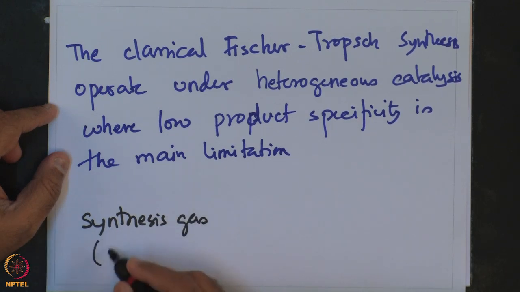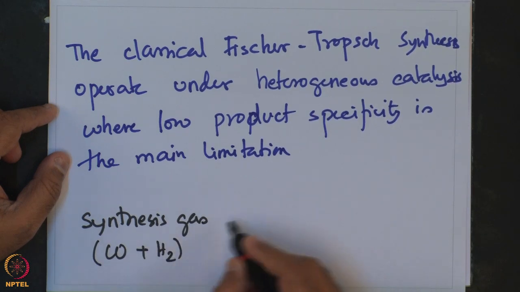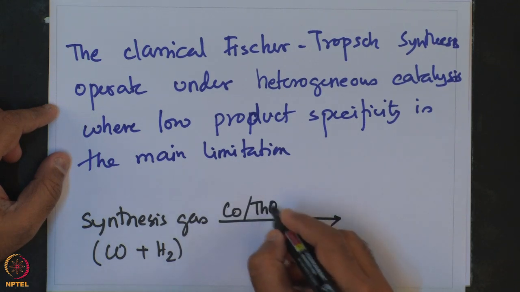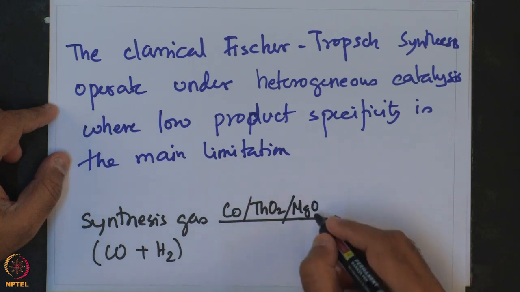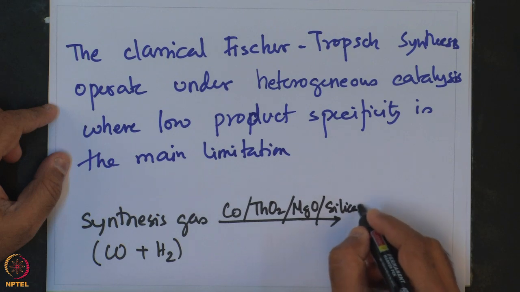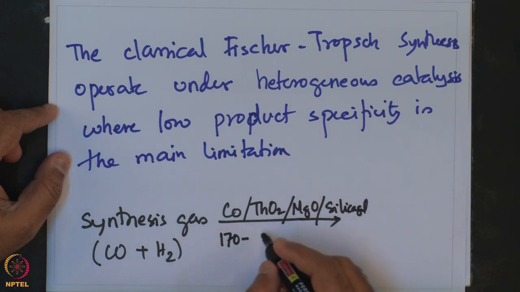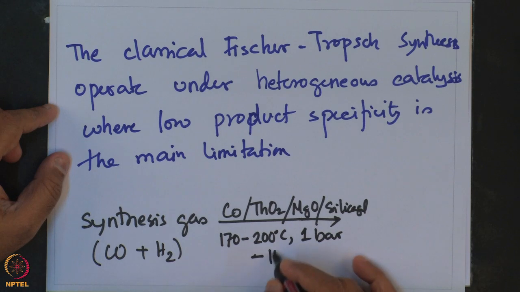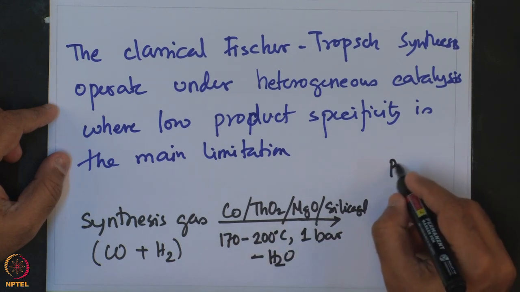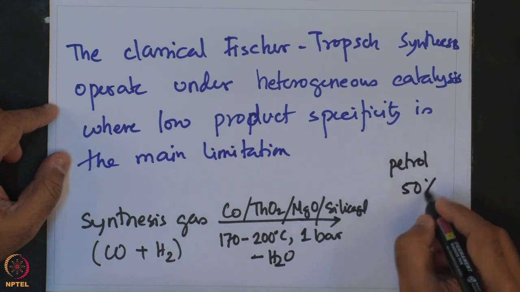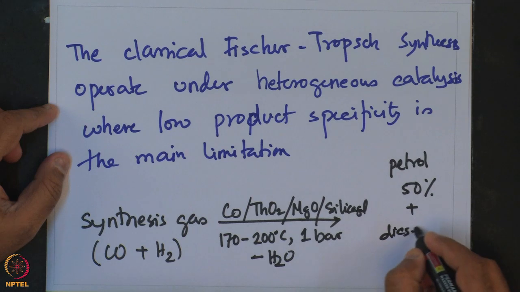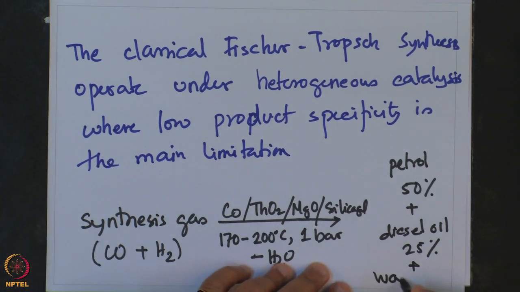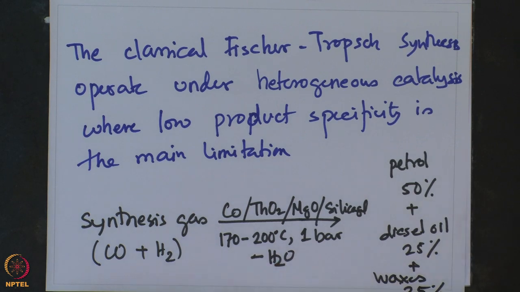Now, synthesis gas is mainly a mixture of carbon monoxide and hydrogen, in presence of cobalt, thorium oxide, magnesium oxide, silica gel, 170 to 200 degree centigrade, 1 bar, minus water giving petrol 50% plus diesel oil 25% plus waxes 25%.